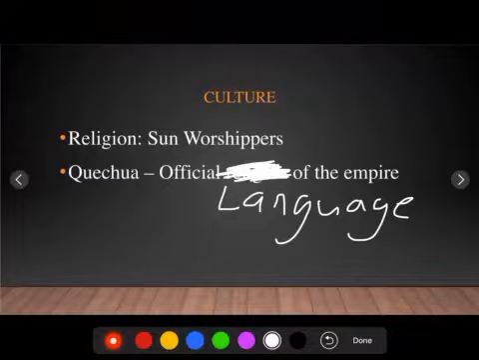Well, there were other languages spoken, like native languages, but this was the official language of the government. Do you know what I'm saying? So if you were speaking with the government, this would be the language you would learn. Yes. Yeah, go ahead.